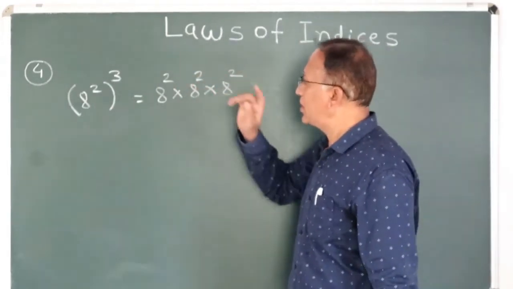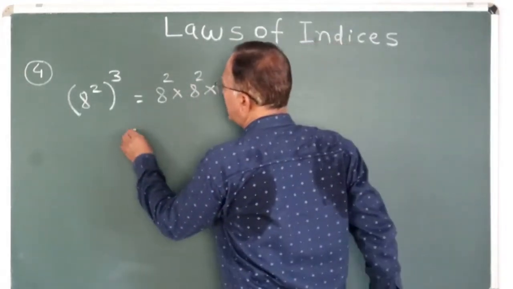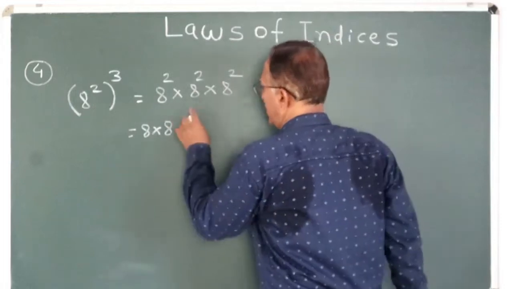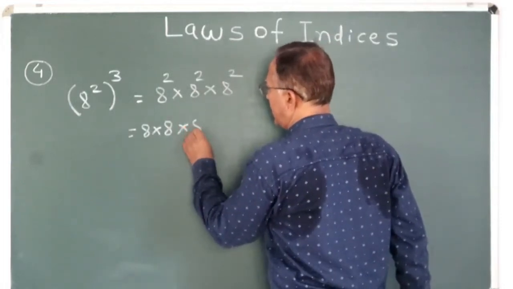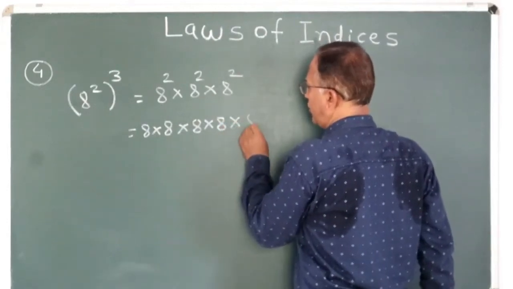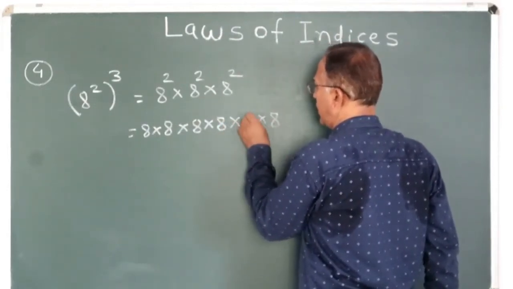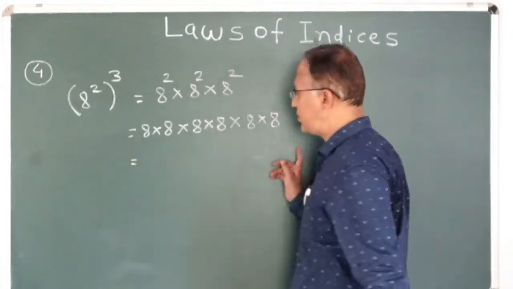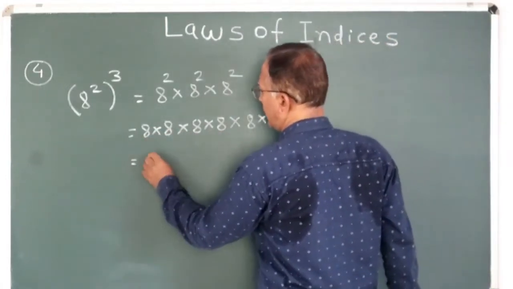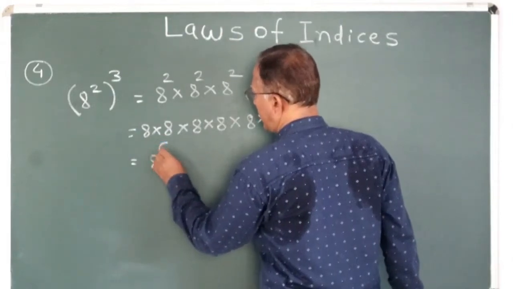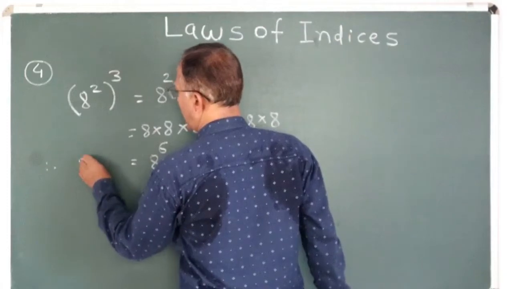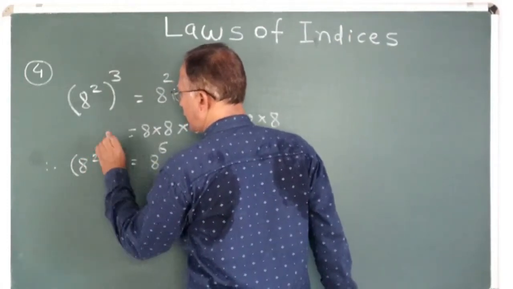Now 8^2 means 8 is multiplied by itself 2 times. This multiplication sign as it is. 8^2 means 8 multiplied by 8. Again 8^2 means 8 multiplied by 8. Now how many times is this 8 multiplied by itself? 1, 2, 3, 4, 5, 6. Therefore we can write in index form as 8^6. Therefore (8^2)^3 = 8^6.